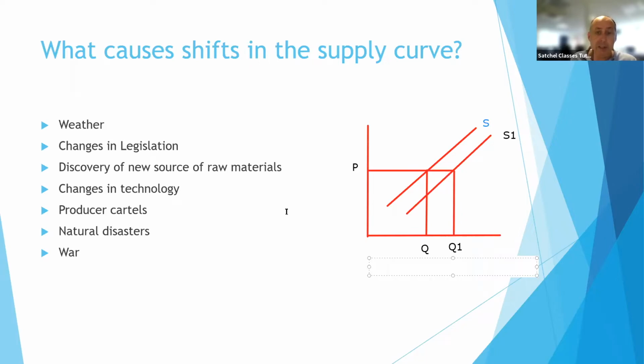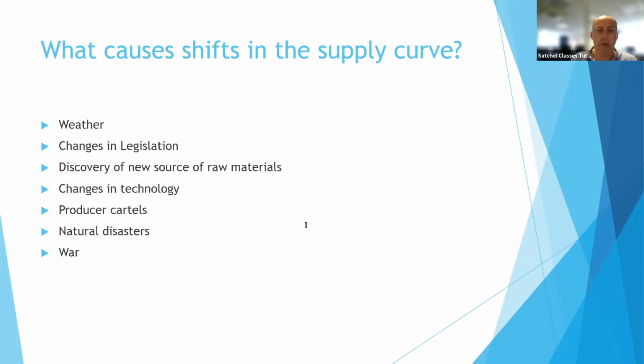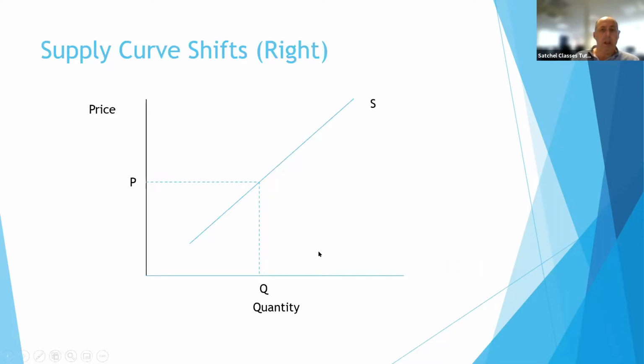Natural disasters, well, we're going the other way. War, we're going the other way. All right, so again, producer cartels, they could go the other way as well. We could shift from right to left, but more on that in a second. So I'm just going to clear that and move on. So supply curve sort of shifts to the right. Let's have a look at it in more detail now.